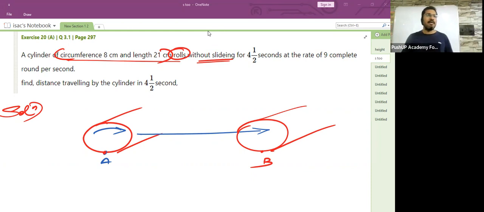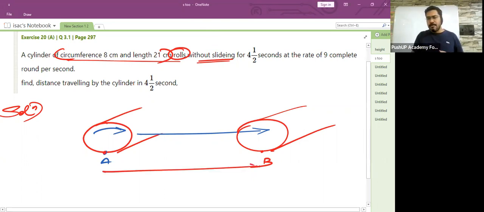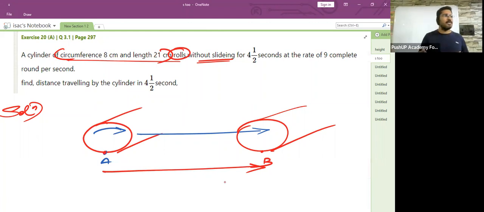So here when they say the cylinder has to roll without sliding, it means the cylinder has to roll without slipping on the ground surface. That means from point A to point B, whatever is the distance covered by the cylinder, it has to be covered by rolling on the ground surface. Understood? Fine. If that part is clear, let me ask you something.